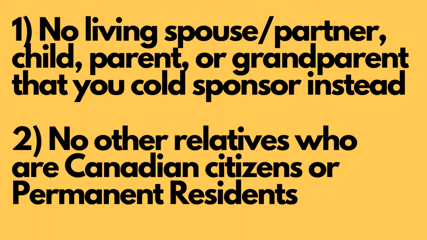So, the ground rules. You may sponsor one relative related by blood or adoption of any age if both of these requirements are met. 1. You don't have a living spouse or partner, child, parent, or grandparent, both by blood or adoption, that you could sponsor instead. And 2. You have no other relatives, including aunt, uncle, or any of the other relatives just listed in number 1 who are Canadian citizens or permanent residents.